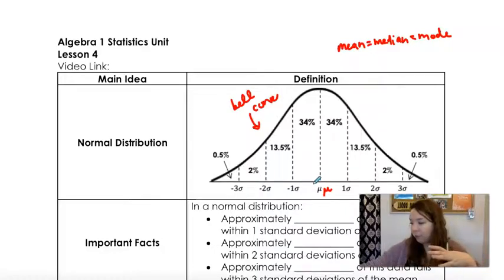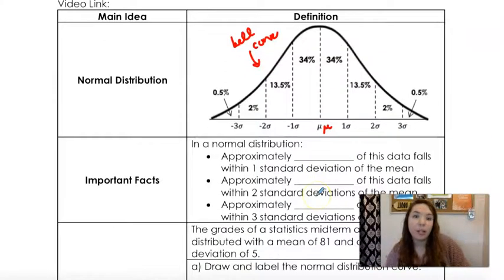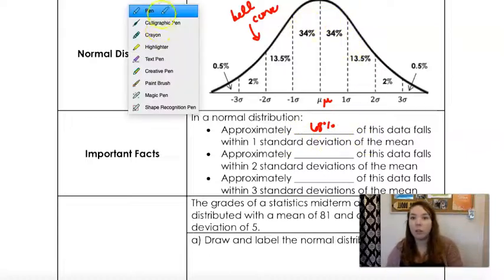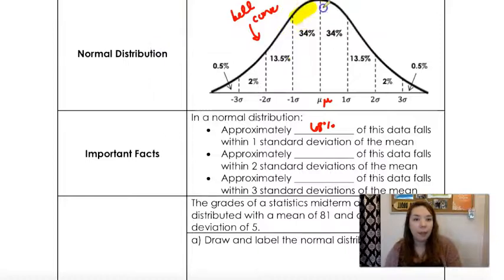So let's go ahead and talk about standard deviation. Here it says in a normal distribution, approximately 68% of data falls within one standard deviation from the mean. So that's what this is saying. If I add these two 34s together, 68% of my data is going to be in this very center of my bell curve.